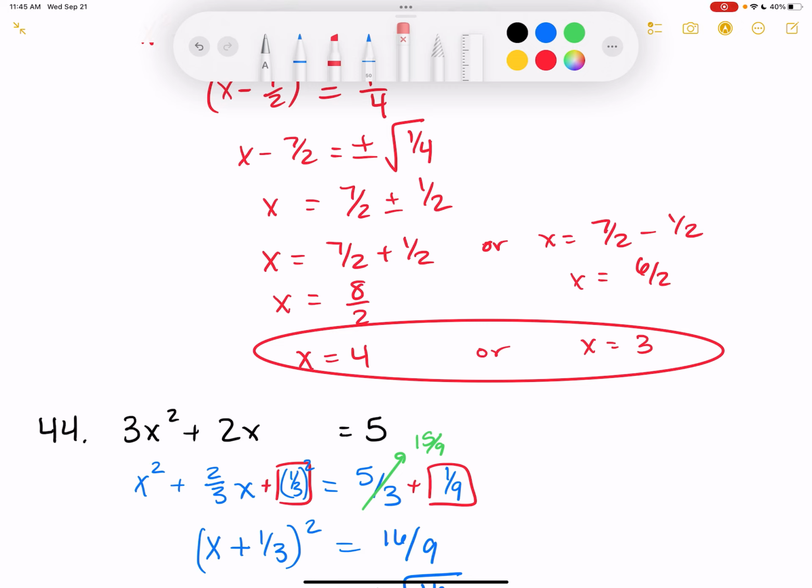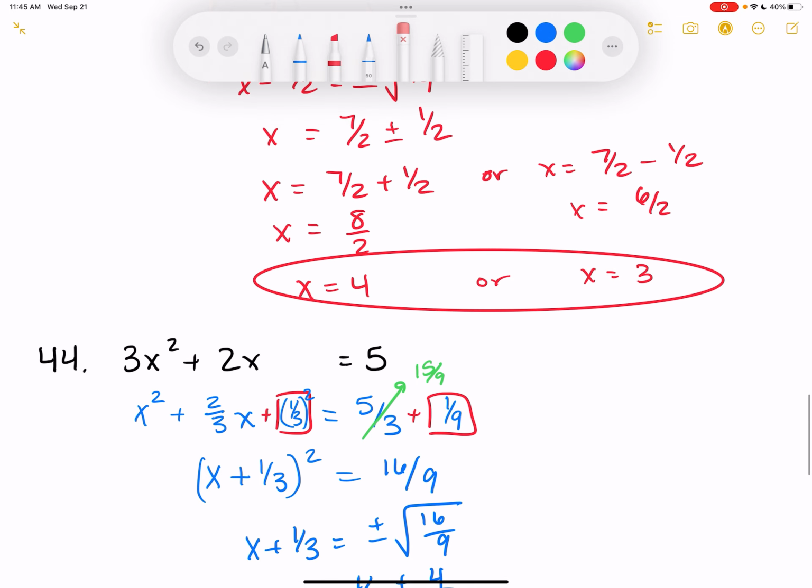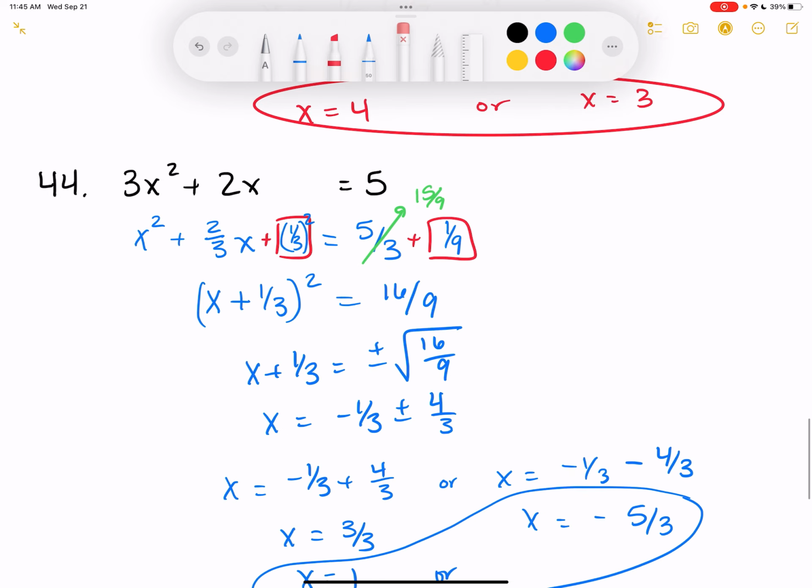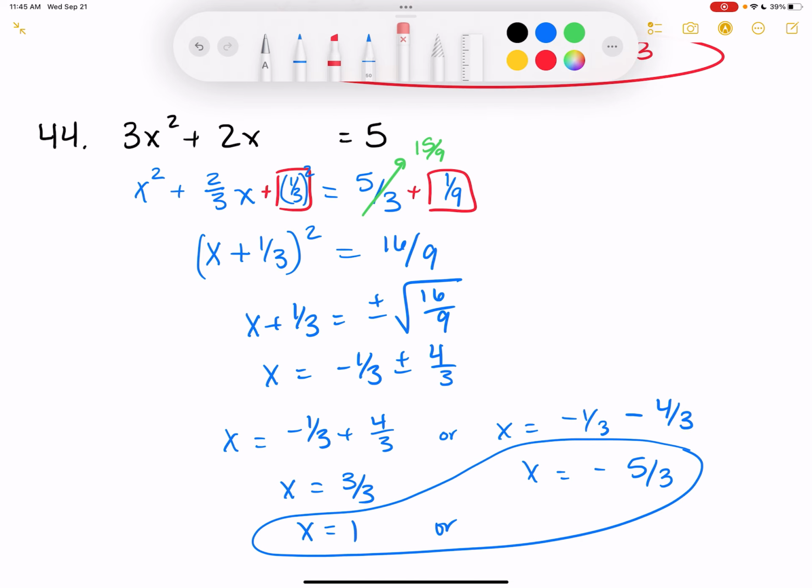Got to take the square root of both sides, gives you plus or minus. So x plus 1/3 equals plus or minus the square root of 16/9. Both of those happen to be perfect squares, so in the next step, I can reduce it. Rewrite it as 4/3, and I subtracted the 1/3 from the left and moved it over to the right. Then I split it: x equals negative 1/3 plus 4/3, or x equals negative 1/3 minus 4/3. And then putting it all together, x equals 1 or x equals negative 5/3.